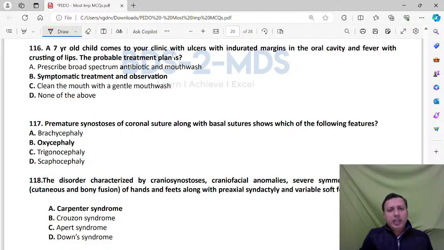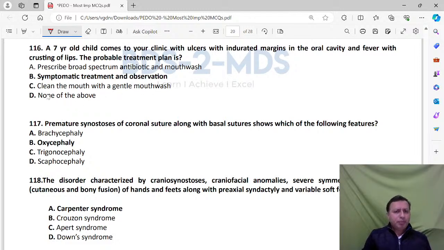A 7-year-old child comes to your clinic with ulcers with indurated margins in the oral cavity and fever with crusting of lips. The probable treatment plan is: prescribe a broad spectrum antibiotic and mouthwash, symptomatic treatment and observation, clean the mouth with a gentle mouthwash, or none of the above.